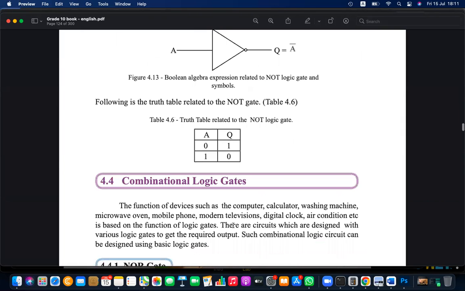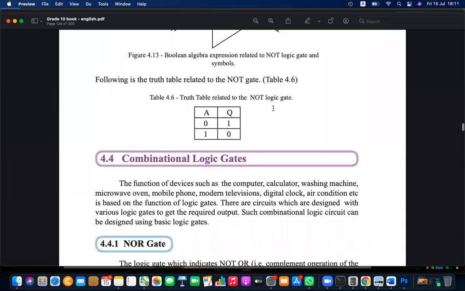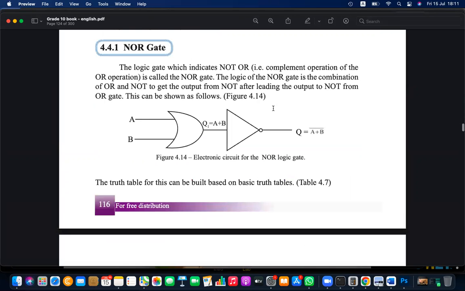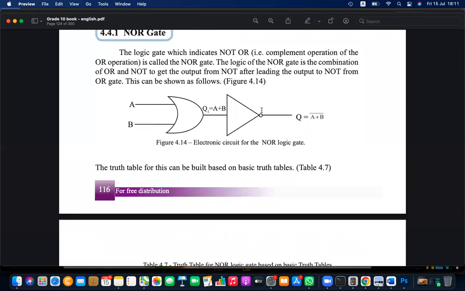It's like a trip switch. When power is there, the trip will turn off. Power is not there, trip will not. So these are the things. Okay, then the combinational logic gates, how we can combine to create the other gates. OR combined with NOT gate, we call NOR gate. First you are sending to the OR gate and combining that with the NOT gate.